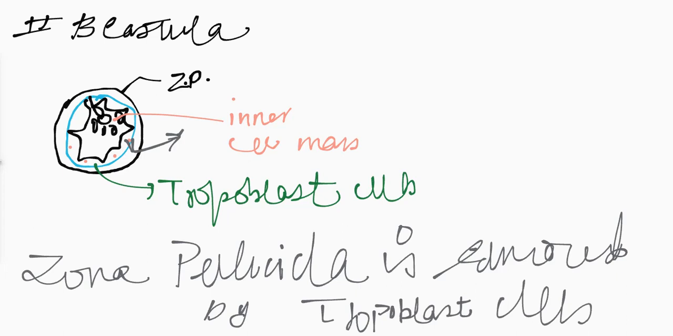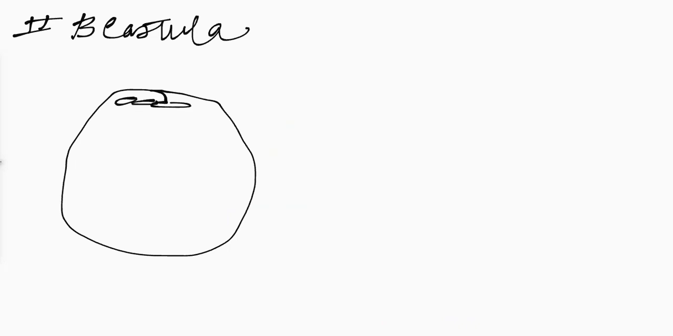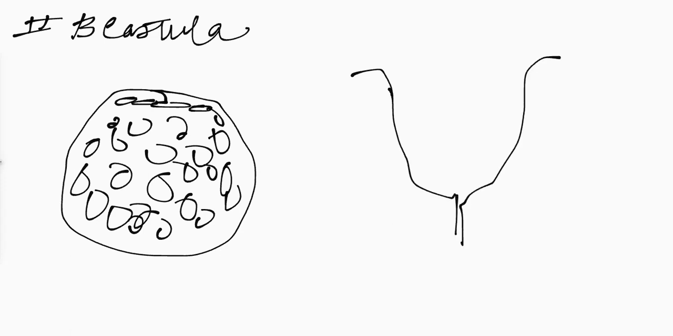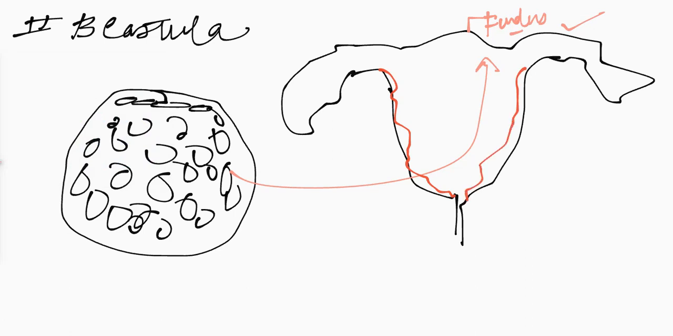Okay, after zona pellucida is removed, a new structure is formed, that is differentiation of the blastula. Now this is the egg, zona pellucida is removed. Now the further differentiation in the blastula occurs, new cells are formed. At this stage, implantation occurs in the uterine fundus. Means this is the uterus, and this is the fundus region. At this stage, blastula gets attached to the fundus region. Okay.